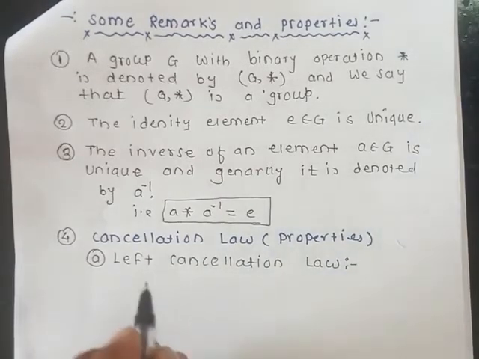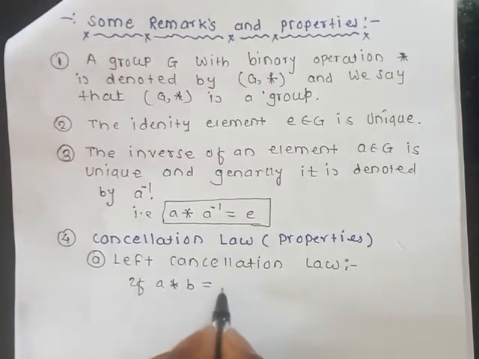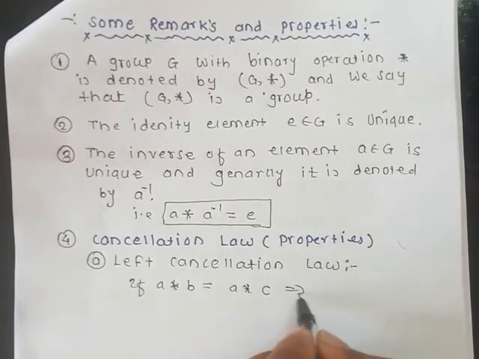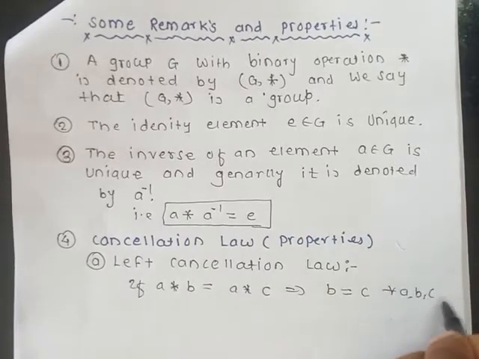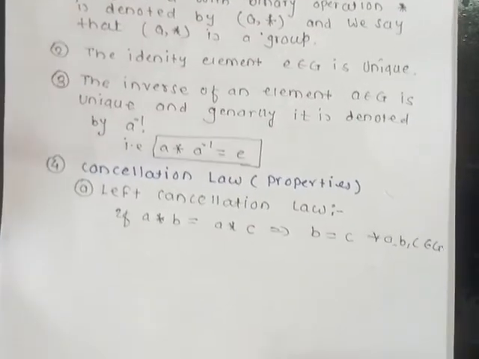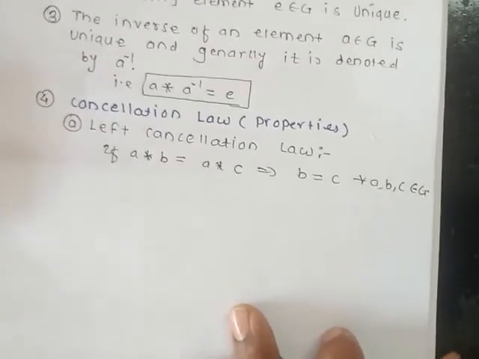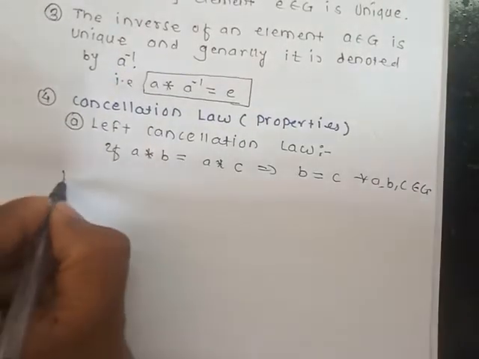What is the left cancellation law? If A star B is equal to A star C, this implies that B is equal to C for all A, B, C belongs to G. This is called the left cancellation law.